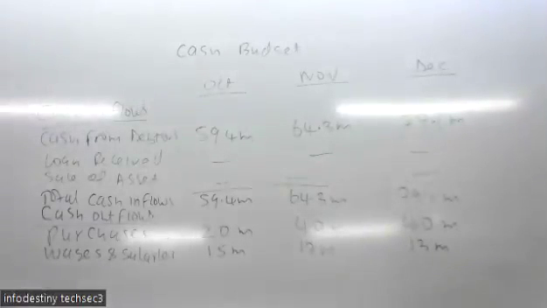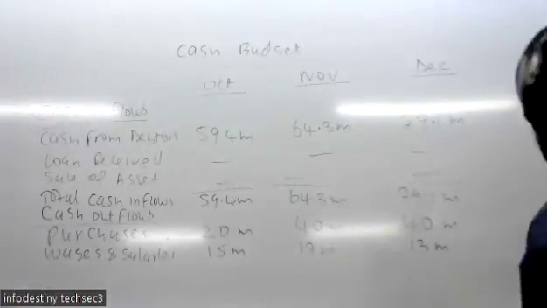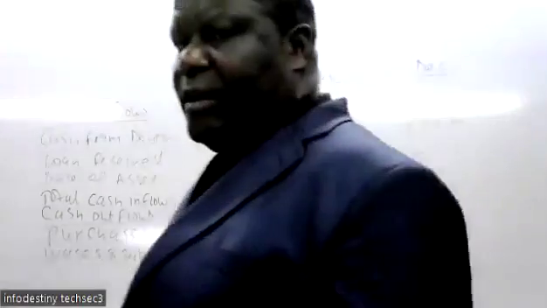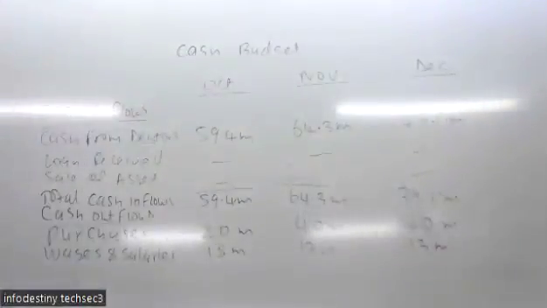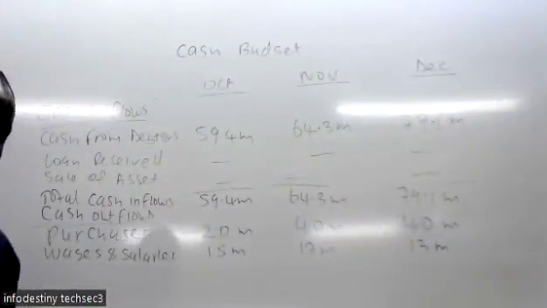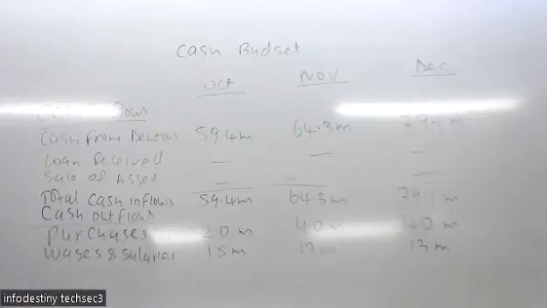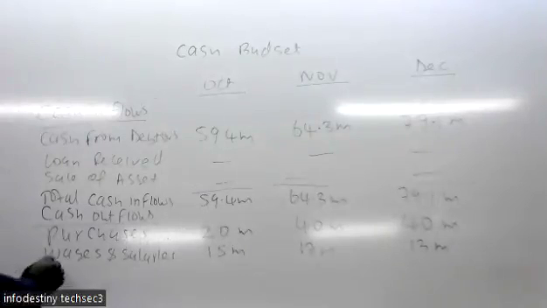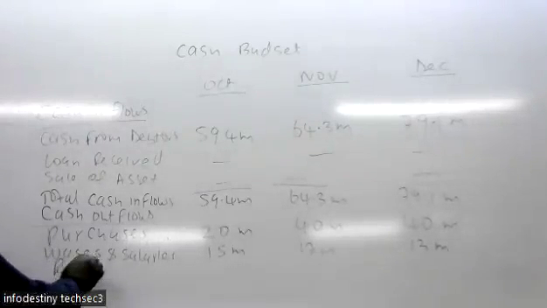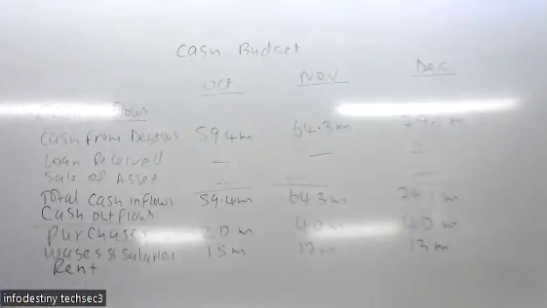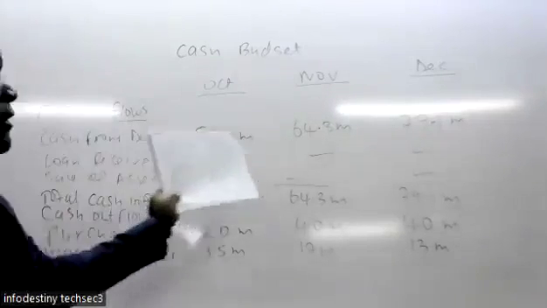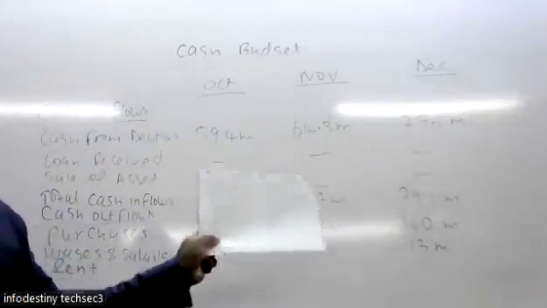The next one is in note number 2. You can see what is there. Rent of 10 million for each quarter is paid in March, June, September, and December. So now we factor in the rent. They pay quarterly, so we only indicate it in the months that are within our budget.